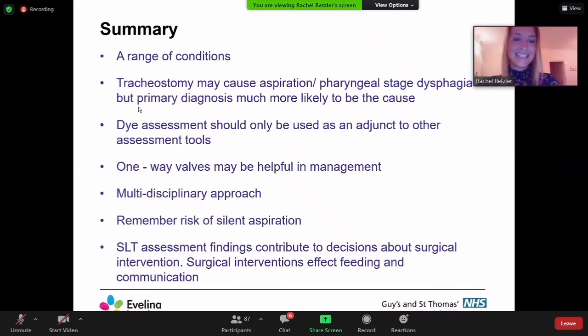Keeping in mind, a dye assessment for our tracheostomy population should only be used as an adjunct to other assessment tools if felt appropriate. A one-way phonation valve may be helpful in management for children with dysphagia, as well as for communication and voice. Always using our MDT, multidisciplinary approach.